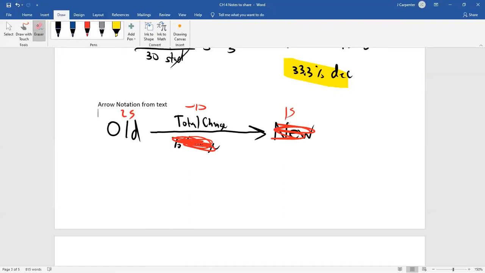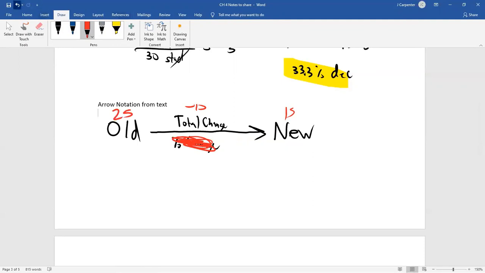But the cool thing is, I don't have to give you the old and the change. I can give you the new. I could give you the total change and the new and ask you to figure out the old, but it works backwards. If we know the new is 15 and it dropped 10, you're subtracting 10 to get 15. It's kind of like an algebra problem. That means to go backwards, you have to add it. 15 plus 10 would give you 25. And if you don't trust that, 25 minus 10 is 15.